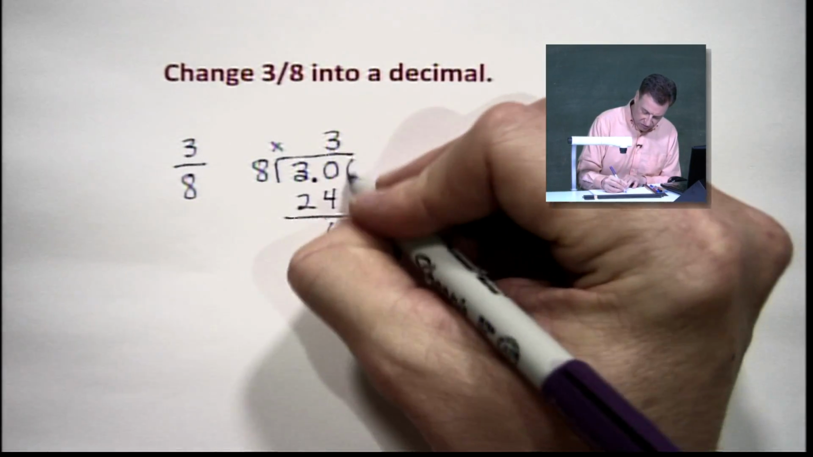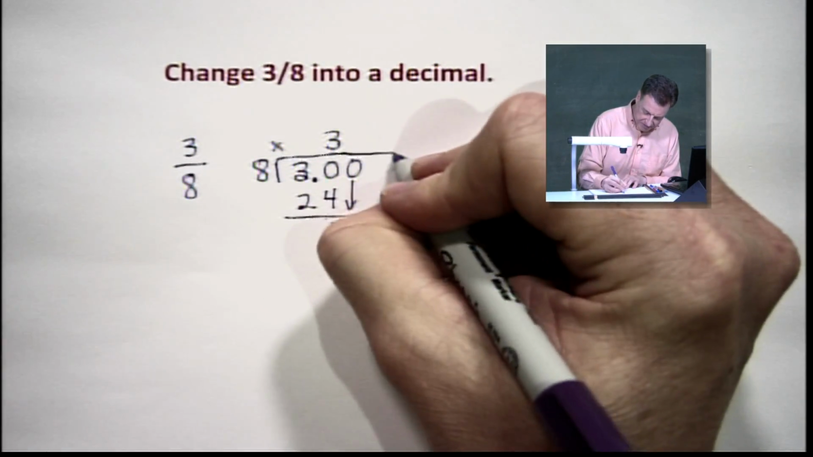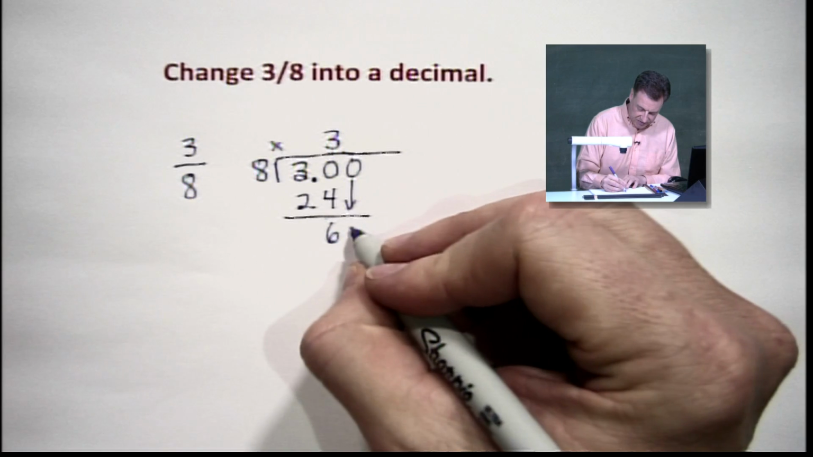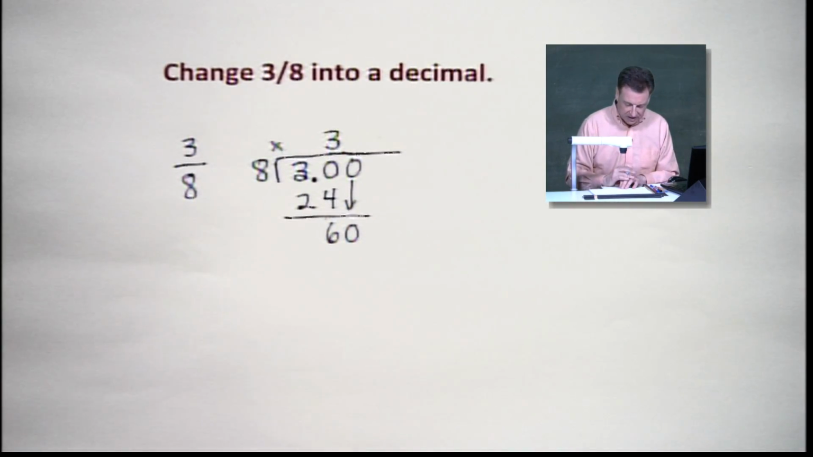Let's bring down another 0. Bring this one right down there. We're going to keep extending this guy out, okay? Till we hopefully come out to an ending somewhere in there. We're hoping that will happen. Let's see. Bring down the 0. Right there we go. 8 goes into 60.